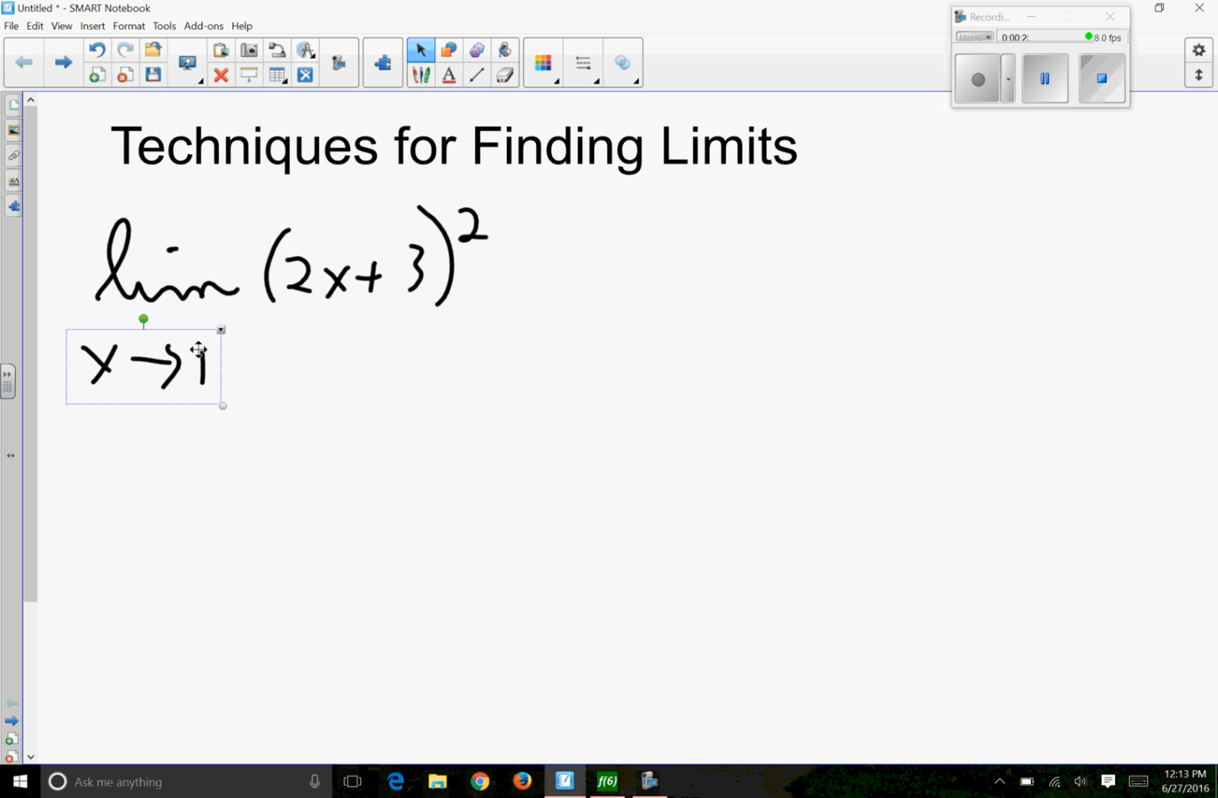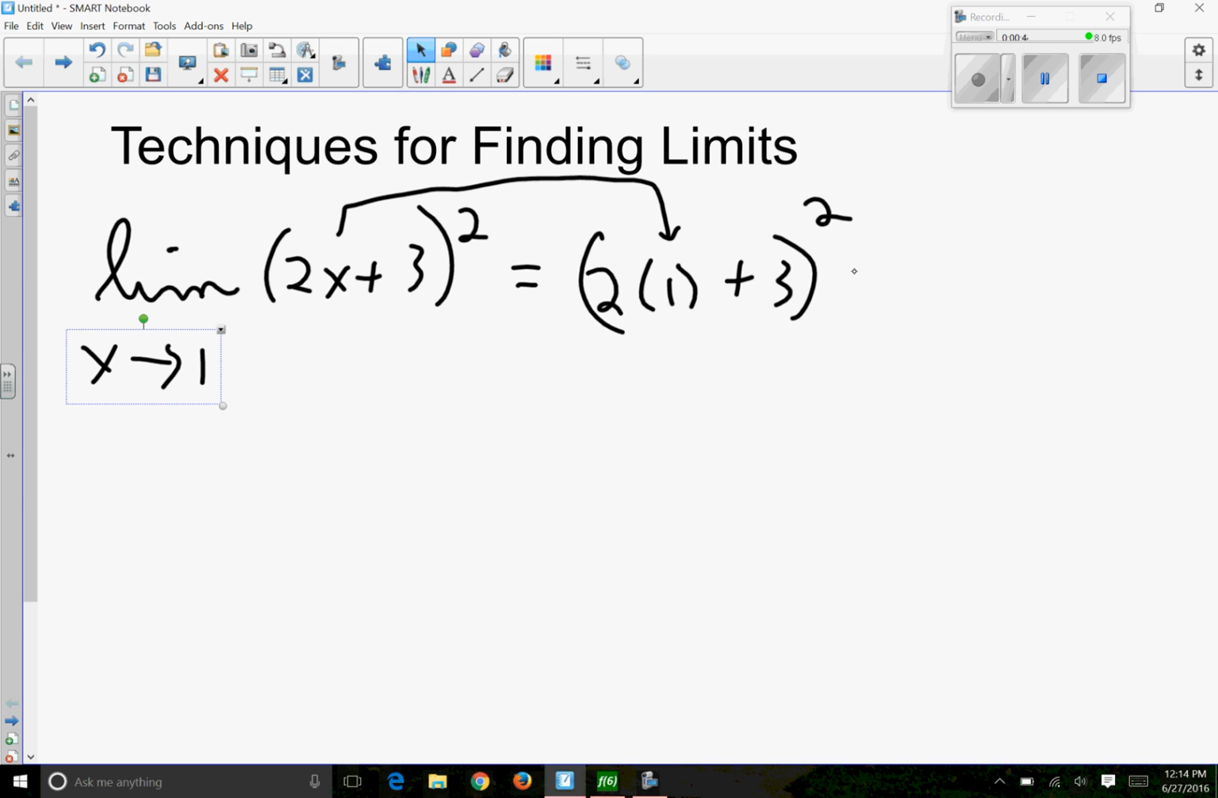The first technique that should always be tried for finding a limit is simply substitution. Since x is approaching 1, simply replace x with 1. Two times 1 plus 3 is 5, and 5 squared is 25, and that's the answer.